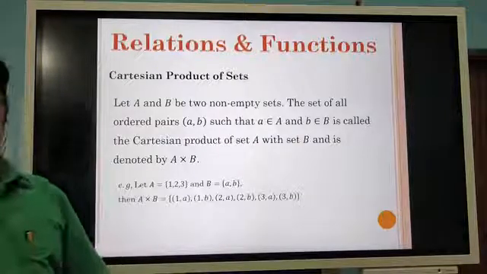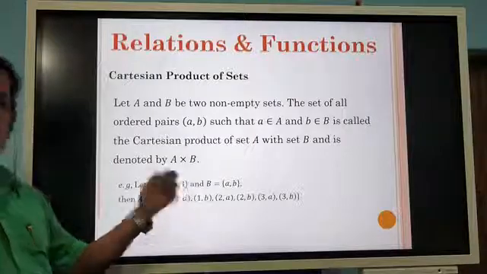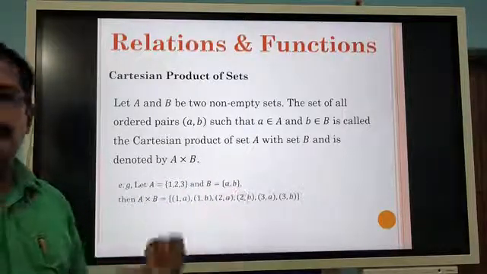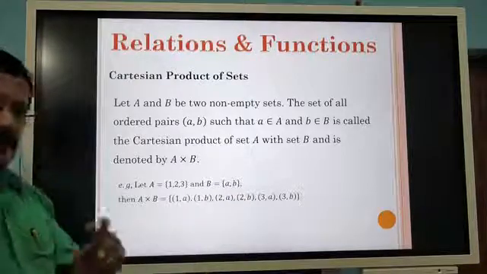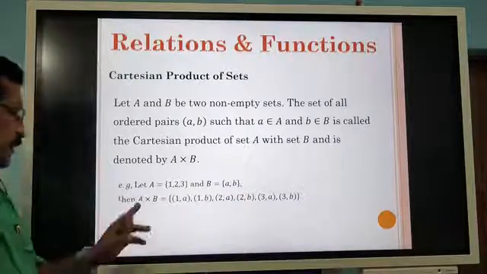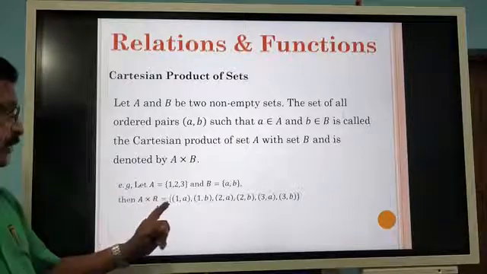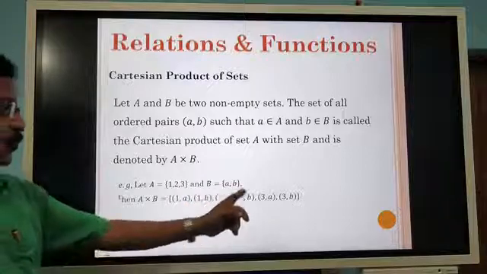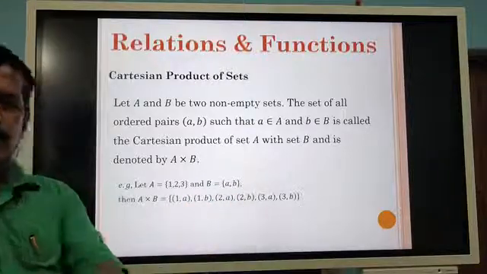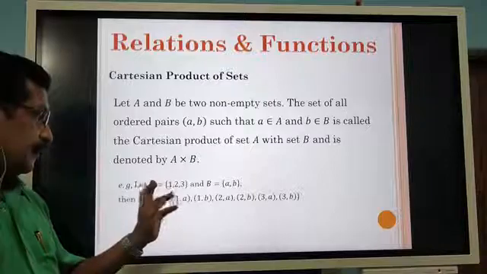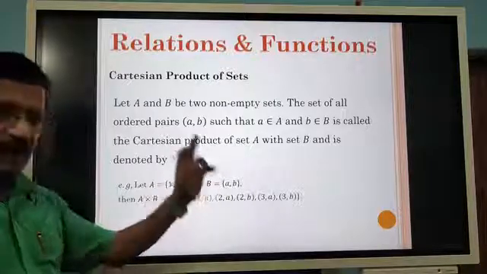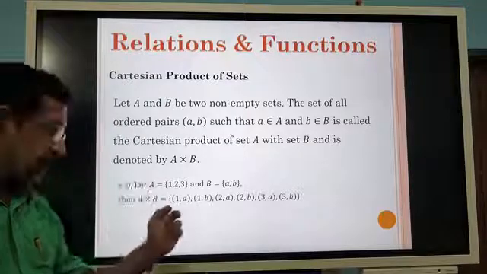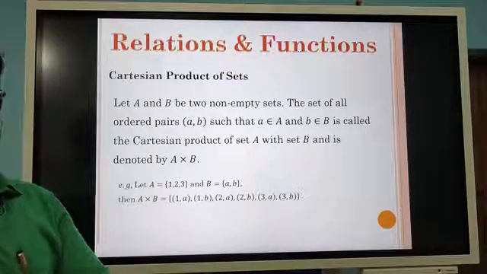Let us have one example. Let A equal the set {1, 2, 3} and B equal the set {a, b}, two finite sets. Now the Cartesian product of A and B, A cross B, is the set of all ordered pairs (1,a), (1,b), (2,a), (2,b), (3,a), (3,b). This we have studied in 11th class. A is having 3 elements, B is having 2 elements. So the Cartesian product A cross B is having 6 elements. So very simple.